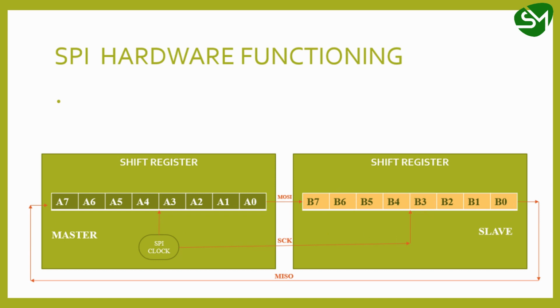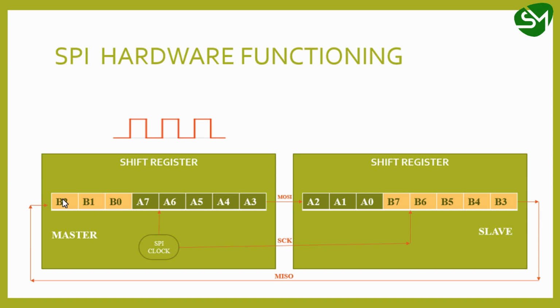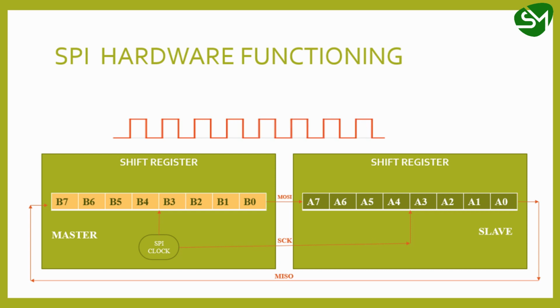So in the first clock pulse, data bit A0 is sent to the slave and corresponding data bit B0 is sent to the master. And in the second clock pulse, data bit A1 moves to the slave and data bit B1 moves from the slave to master. And in the next clock pulse, B2 moves to the master and A2 moves to the slave. And it goes on, and after 8 clock pulses, you can see the data byte B is available in the master, that is sent from the slave through the MISO pin, and data byte A is sent to the slave from the master through the MOSI pin. So this is how SPI communicates data from master to slave and slave to master.